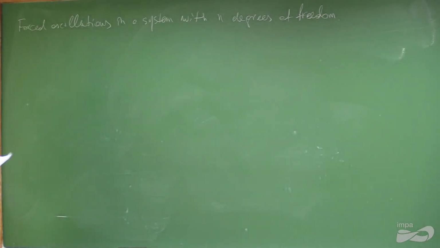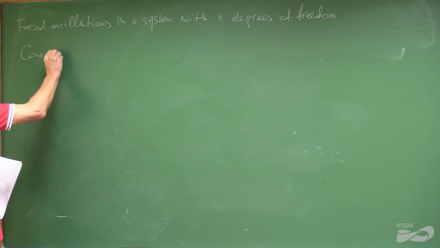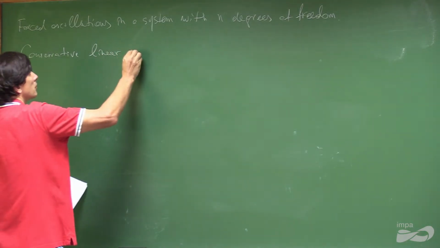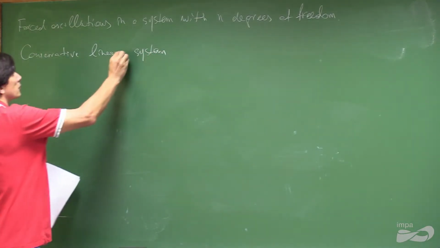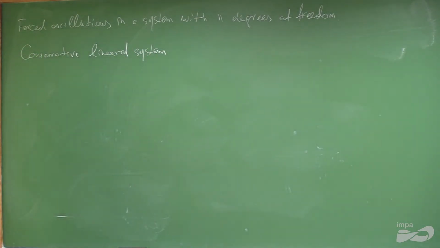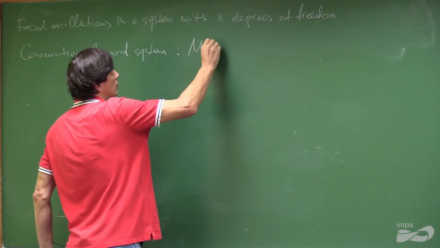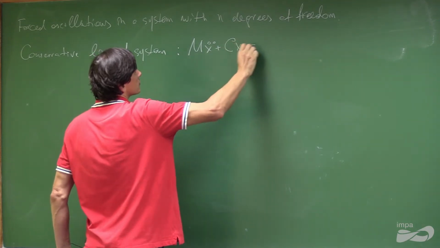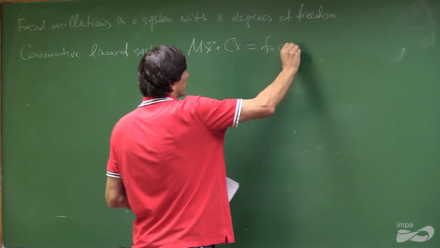So what we do, let's start with the conservative linear system, the usually linearized system. It's a system which is written as m x double dot plus c x equals, and we force it, so f0 cosine omega t.